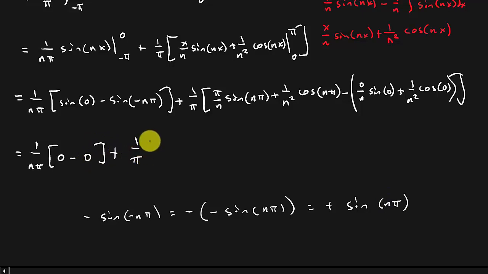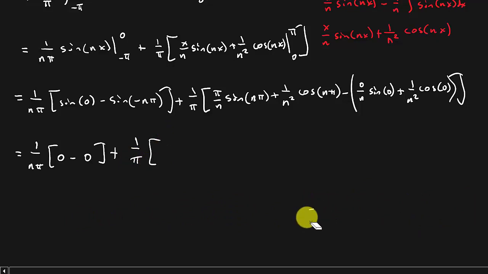Plus 1 over pi times, all right. And so we just talked about it here. No matter what you got here, the sine of pi, 2 pi, 3 pi, 4 pi, 5 pi, that's 0. So 0 times whatever that is just going to be 0. Plus 1 over n squared.